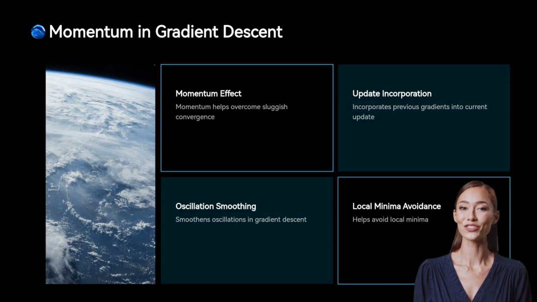Momentum is a technique used to accelerate gradient descent and make it more efficient. It works by incorporating a fraction of the previous weight update into the current one. This helps smooth out oscillations and slowdowns, particularly in regions where the gradient may change direction frequently. By using momentum, gradient descent can build up speed in the correct direction and avoid getting stuck in small local minima. The momentum term essentially pushes the weights in the direction that has consistently reduced the loss, allowing the model to converge more quickly and stably.